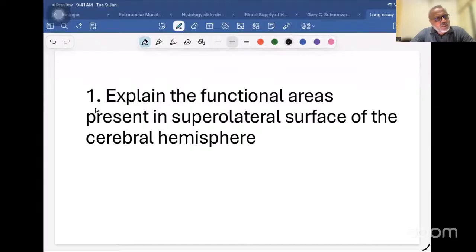And in your exam, most frequently, the cerebral hemisphere surface that they'll ask is the superolateral surface, nothing else. Medial surface, inferior surface, nothing else they'll ask. They'll just ask the superolateral surface. Done? Are we clear? Right. So the question goes something like this: Explain the functional areas present in the superolateral surface of the cerebral hemisphere. This is a straightforward question.